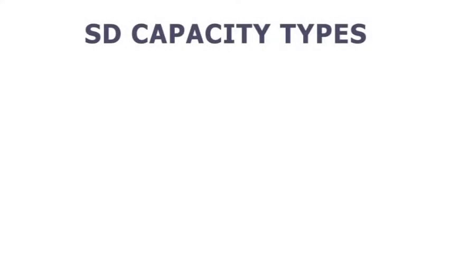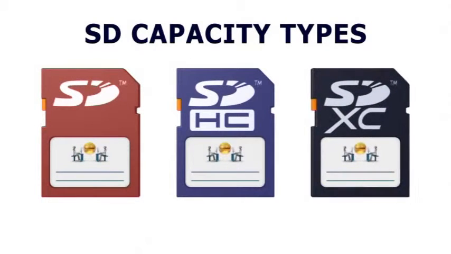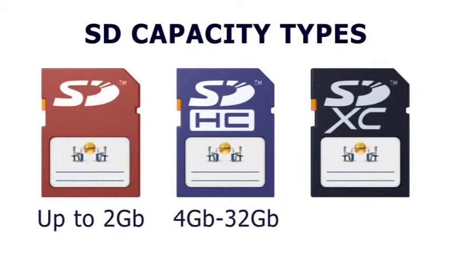SD cards also come in three capacity types, known as SD, SDHC and SDXC. The first of these can store up to 2 GB of data. SD high-capacity cards then range from 4 to 32 GB, while SD extended capacity cards start at 32 GB and rise to a theoretical 2 TB.